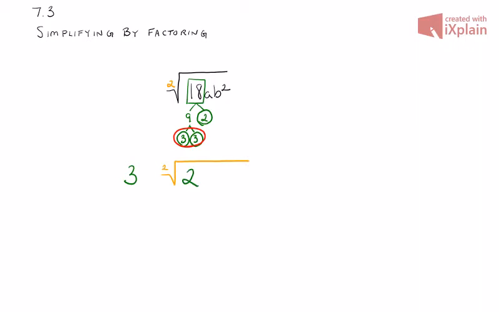Very similar to our situation with a. A is technically raised to the first power, so there's only one of the a, and I can't do anything else with it. B, however, we want to note b squared can be broken into b times b. So I have a pair, which means that I can send it outside. So my final answer would be 3b times the square root of 2a.